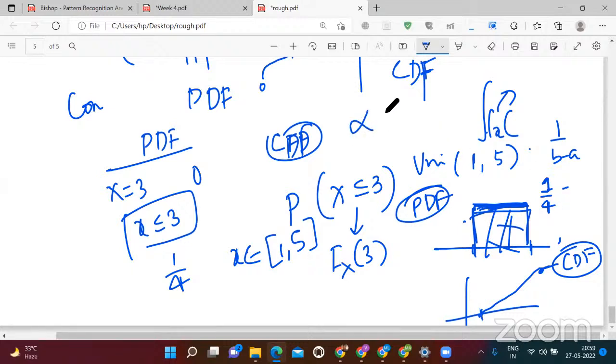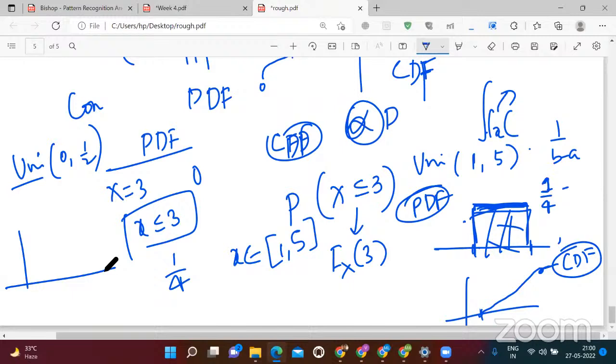You can say this represents a proportional function, or a proportion to the probability value. It's almost a probability. Sometimes what happens is, whenever you have a uniform distribution, say uniform distribution from 0 to half, how will you represent the PDF? In that case, the PDF value can go more than 1 also, right? So from 0 to half, what will the PDF function be?